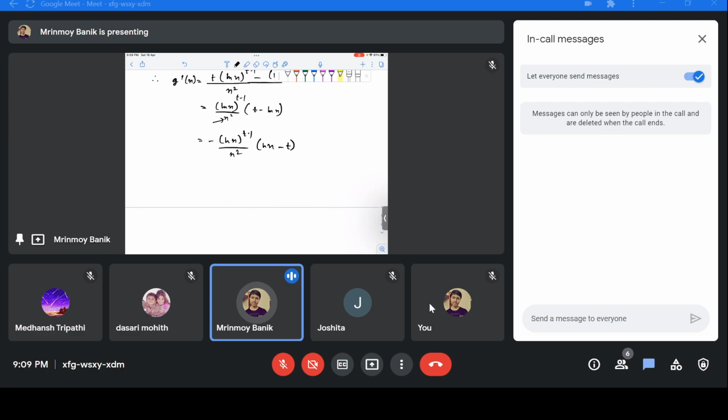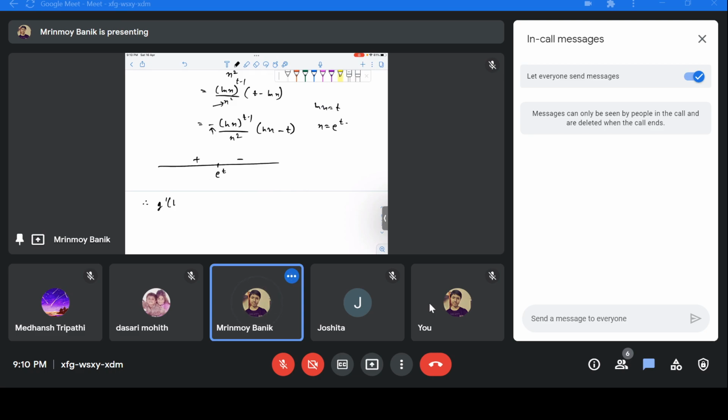Now we can write it as, so we can assume log n to be x here. So we have the critical point. So when is this 0? When ln n is equal to t, that is n equals e power t. Okay. So the critical point is e power t, the right of which it is negative and the left of which it is positive. Right.